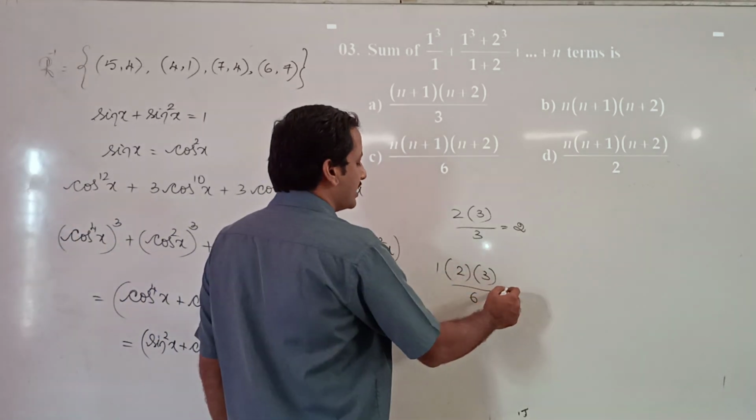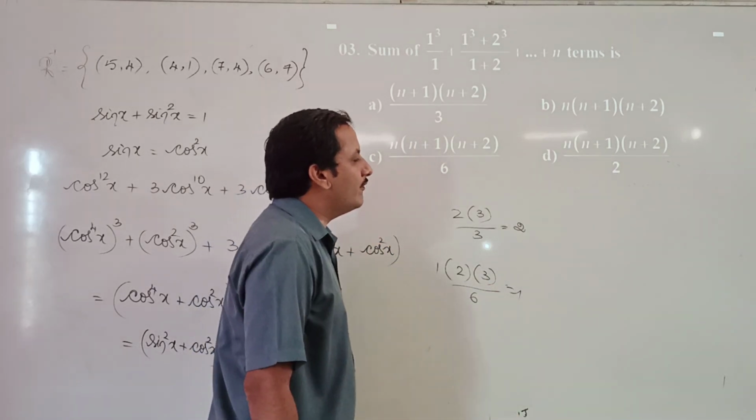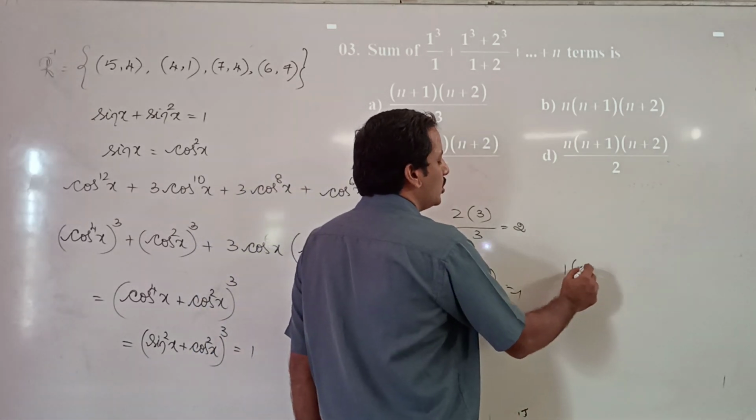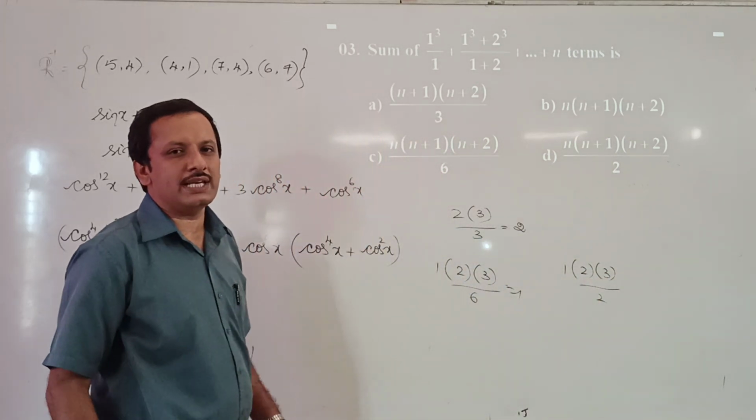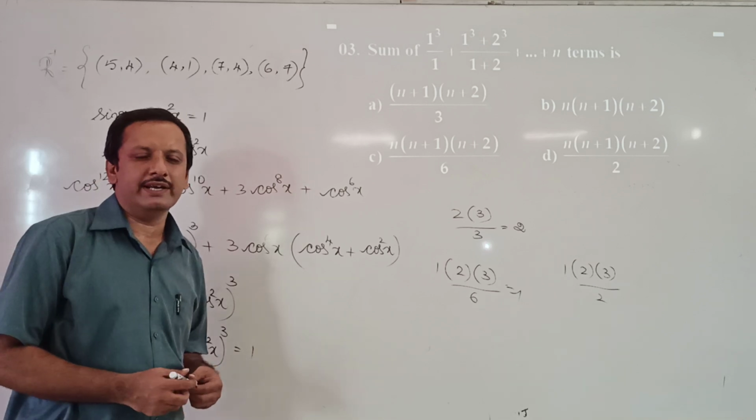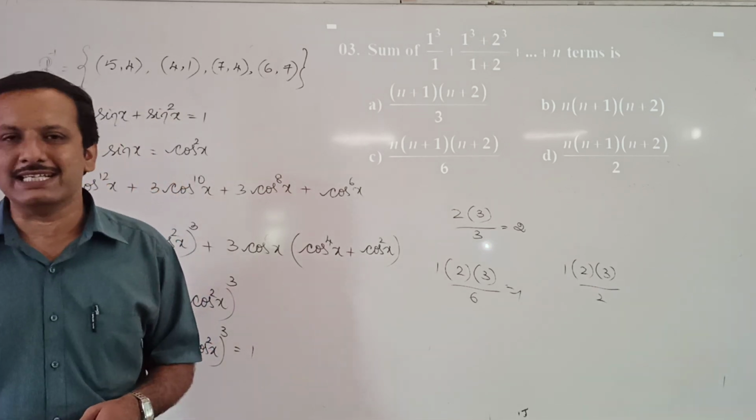May be the correct answer. Third option gives you 1. Then look at fourth option. That will give you 1 into 2 into 3 by 2. 2 gets cancelled. That will give you 3. So fourth option is also eliminated. Hence third option, that is option C, is the right answer.